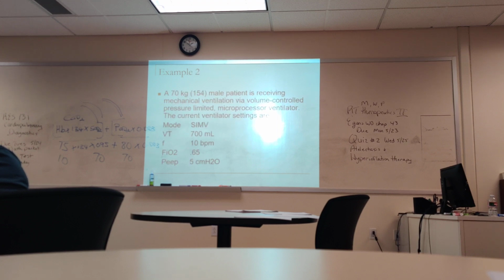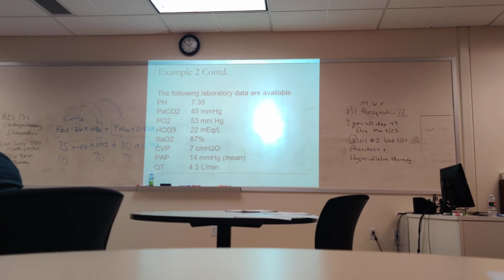That's another one here. A 70 kg male patient is receiving mechanical ventilation via a volume controlled, pressure limited microprocessor ventilator. The current ventilator settings are tidal volume 700, frequency 10, FiO2 65, PEEP 5. The blood gases are good, other than we have moderate hypoxemia, so that's our problem here. And then O2 saturation of 87.